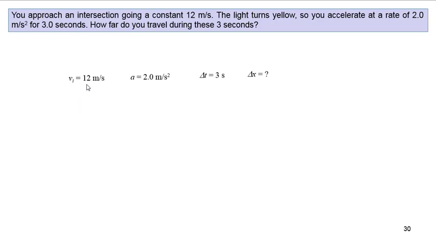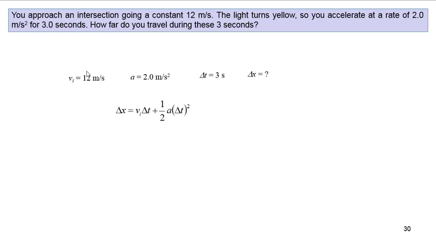So I really like to write out all the variables that I'm given and write down the variable they're asking me for. Because now that I've identified these, a lot of the difficulty in this problem is over. Now I can look at my list of kinematic equations and ask which one involves v initial, a, delta t, and delta x. If you look at your list, you'll see it's the second one. It's the equation that says delta x equals v initial delta t plus 1/2 a times delta t squared.